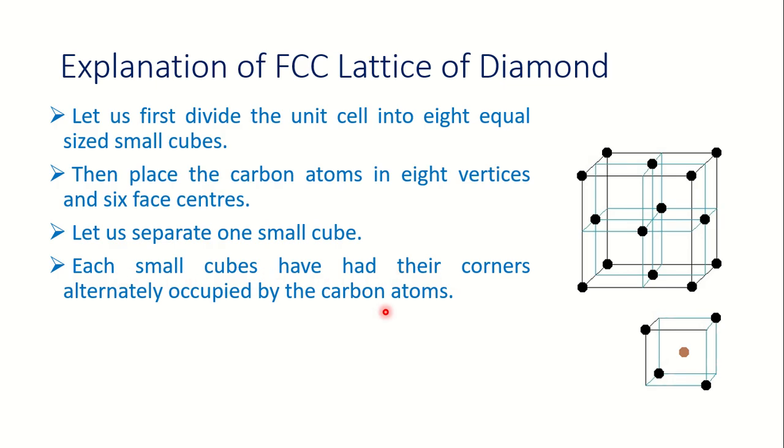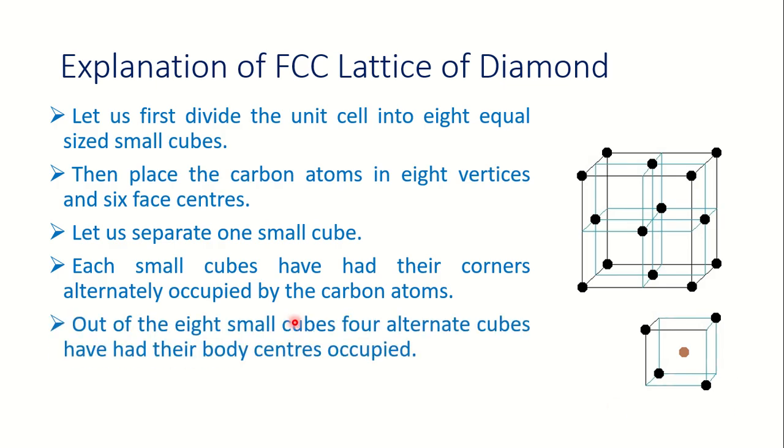Here we have already described each small cube has had its corners alternately occupied by the carbon atoms. The corners are alternately occupied. So this one's occupation, no occupation, occupied, non-occupied, occupied, not occupied, occupied, not occupied. So all the corners or vertices are alternately occupied. Now if you put in the middle this gray colored atom, then it takes the position of the body center of the small cube. Okay, so this way, out of the 8 small cubes, 4 alternate cubes have had their body centers occupied.